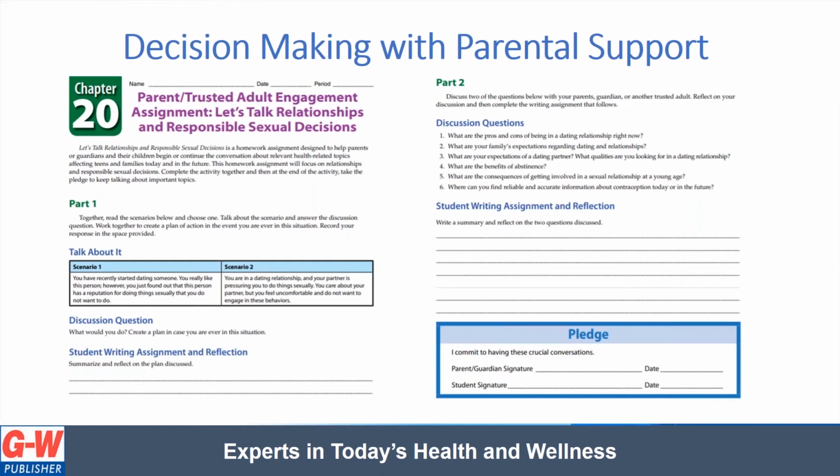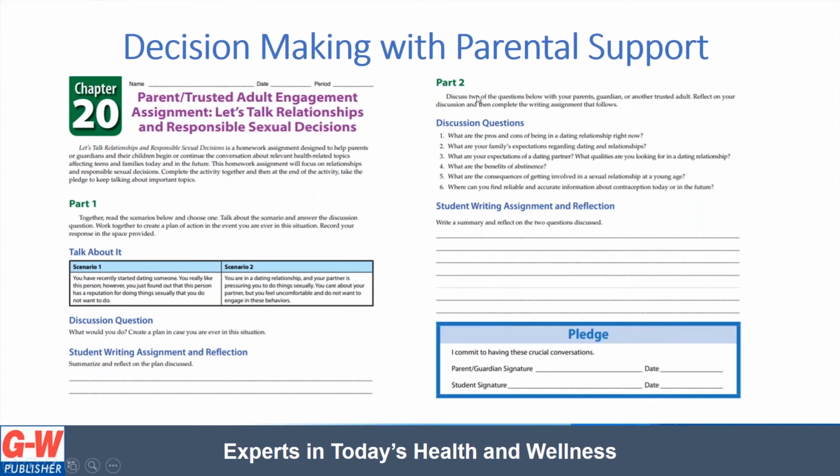And then when I became a middle school co-author, I wanted to make sure that this Let's Talk made it into the middle school program, and it's also in our high school program as well. So these are short homework assignments that are done between the child and the trusted adult. In part one, together, the child and trusted adult are going to choose one of the following two scenarios. What would you do? Create a plan if you're ever in this situation, and they're going to talk about it. Then the child is the one that writes the paragraph. I've just shortened the response lines so that you could clearly see the assignment.